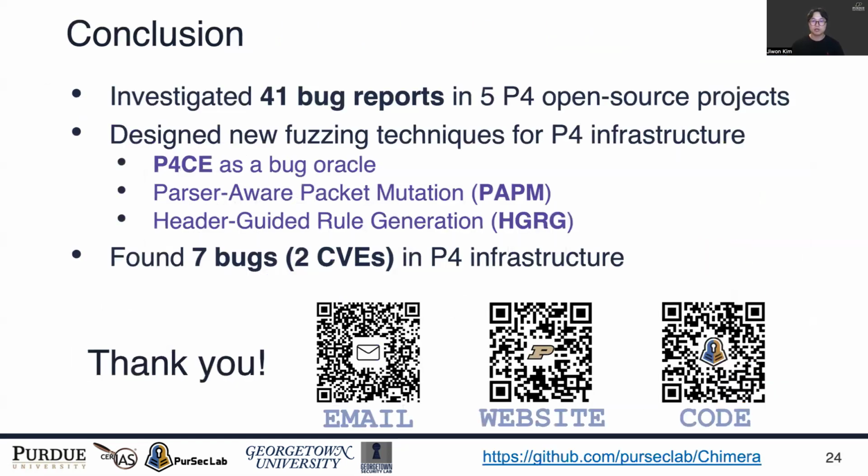To conclude, we investigated 41 bug reports in 5 open source projects. We designed CHIMERA with new fuzzing techniques for P4 infrastructure. We developed P4 concurrent execution as a bug oracle. We developed smart mutators like parser-aware packet mutation and header-guided rule generation. In total, we can discover 7 new bugs and 2 CVEs assigned for the P4 infrastructure.